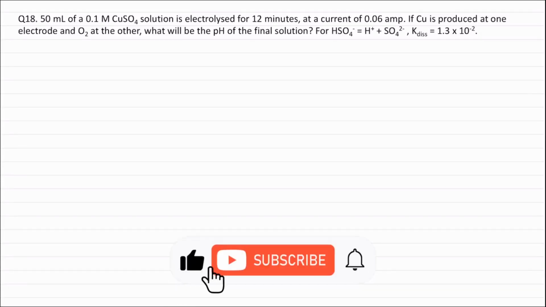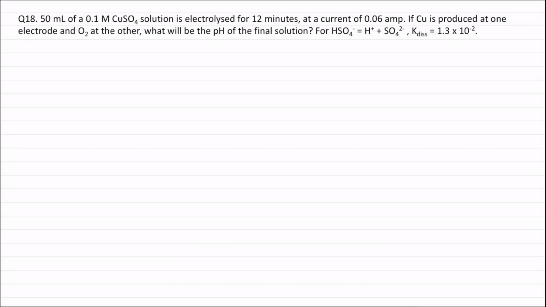Question 18. 50 milliliters of a 0.1 M copper sulfate solution is electrolyzed for 12 minutes at a current of 0.06 ampere. If copper is produced at one electrode and oxygen at the other, what will be the pH of the final solution? For HSO4⁻ dissociating into H⁺ ion and SO4²⁻ ion, the dissociation constant K is equal to 1.3 × 10⁻².